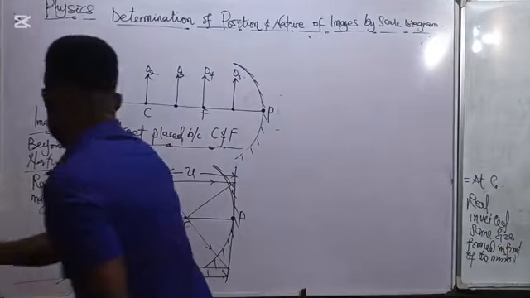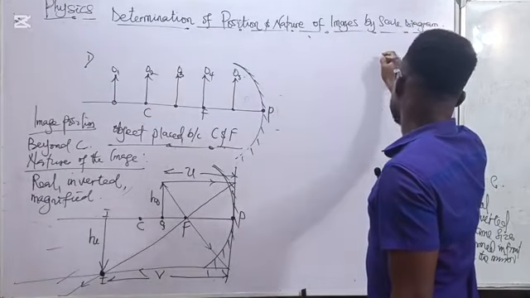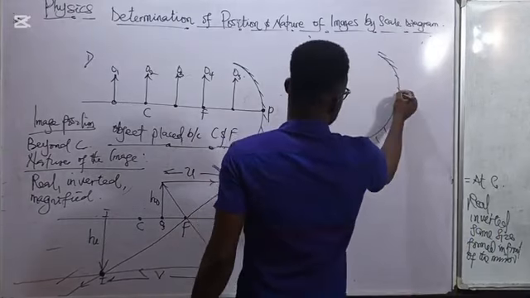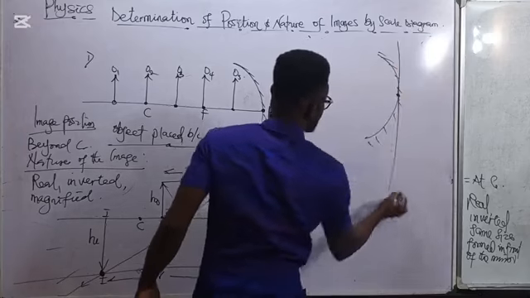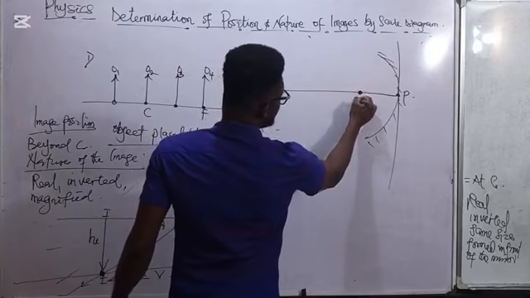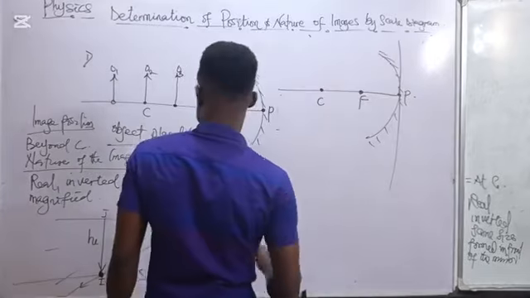So in this case, the object is placed at F. Then we have our mirror. We have the mirror, then here is the pole. We take a reference line. We have the principal focus. Then we have the center of curvature.